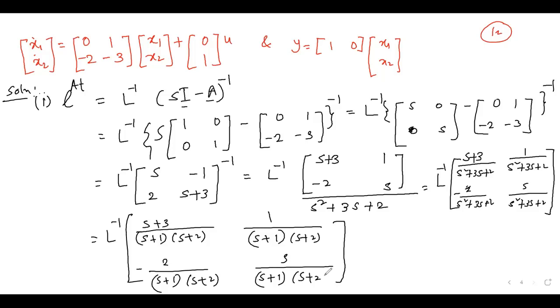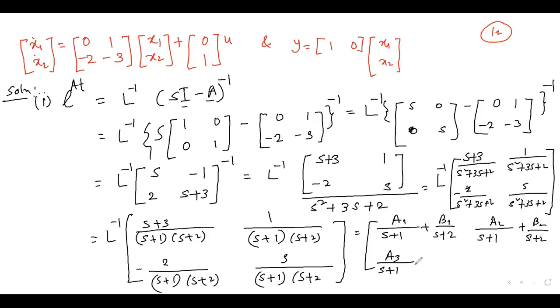ঠিক আছে, so now you calculate. You can write this as a1 by s plus 1 plus b1 by s plus 2. You can write this as a2 by s plus 1 plus b2 by s plus 2. This is a3 by s plus 1. So you can easily find this because this and this will be the same. So the only thing is that you have to multiply by -2.